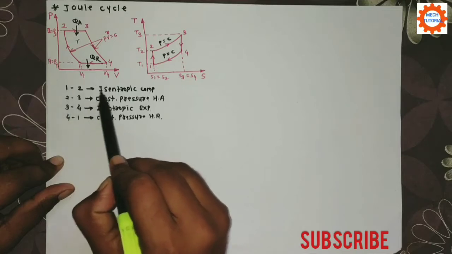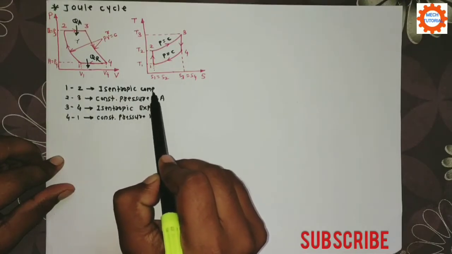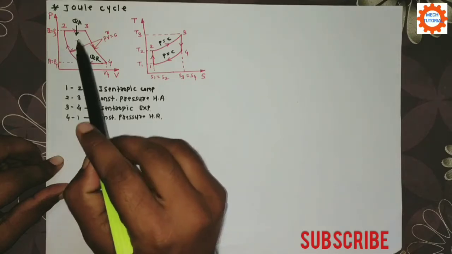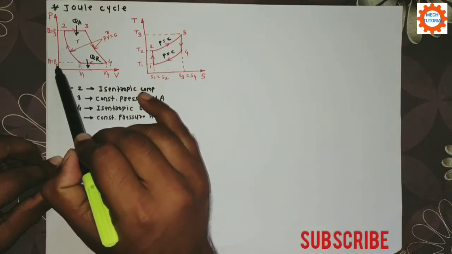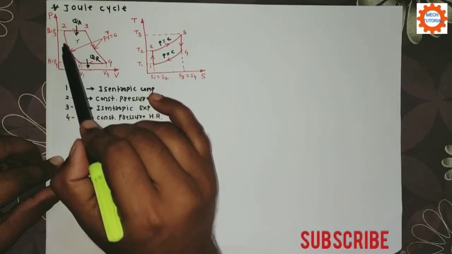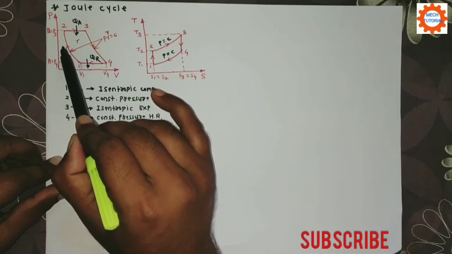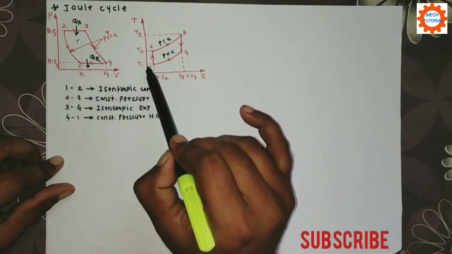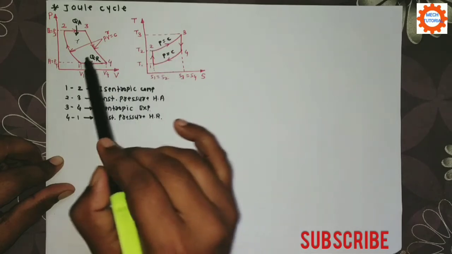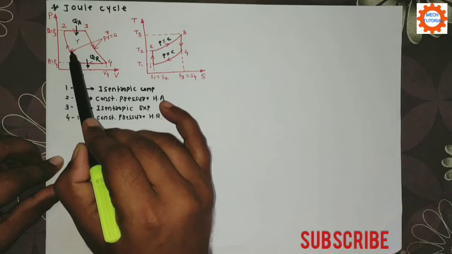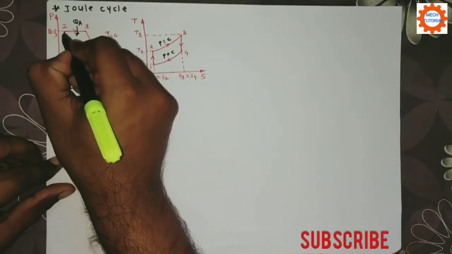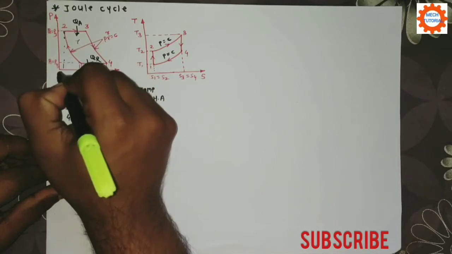Process 1 to 2 is known as the isentropic compression process. During this isentropic compression process, air is compressed from a pressure P1 to the pressure P2. Due to the compression of air, there is also an increase in temperature from T1 to T2. Here, there is a reduction in the volume during the compression stroke. Here, this is the V2.